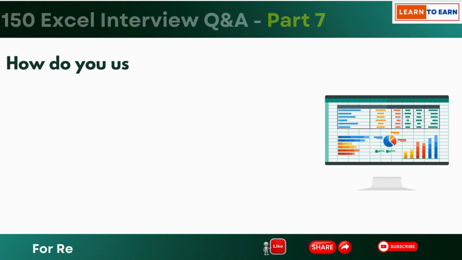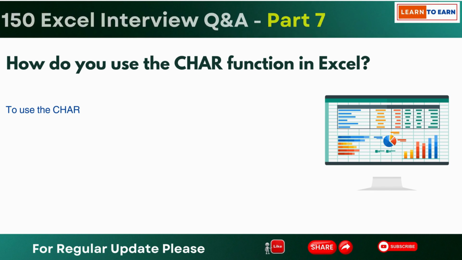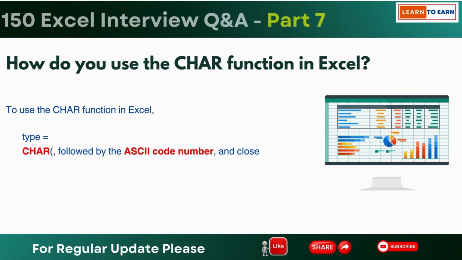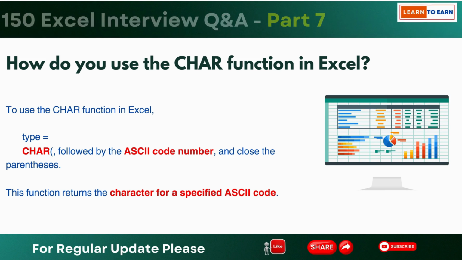How do you use the char function in Excel? To use the char function in Excel, type CHAR followed by the ASCII code number and close the parentheses. This function returns the character for a specified ASCII code.